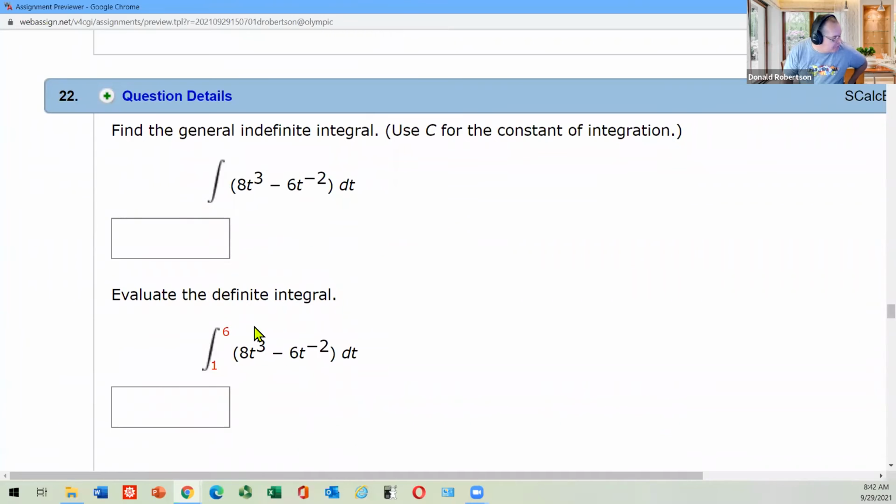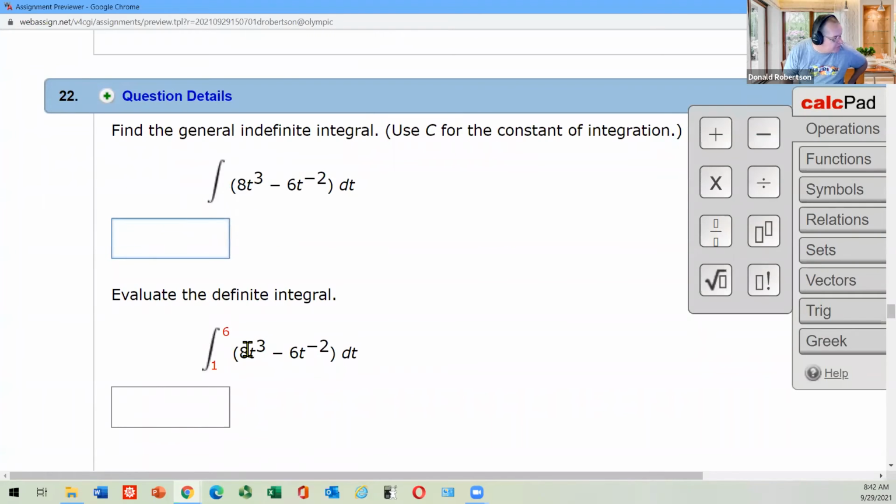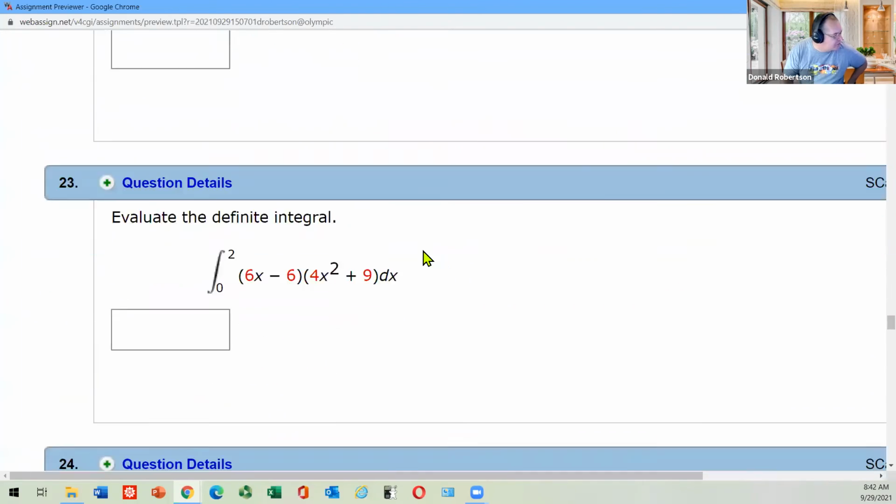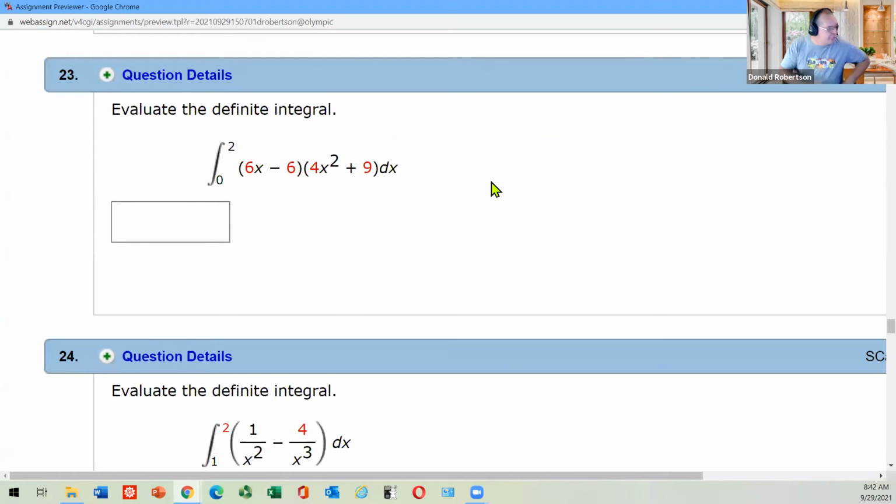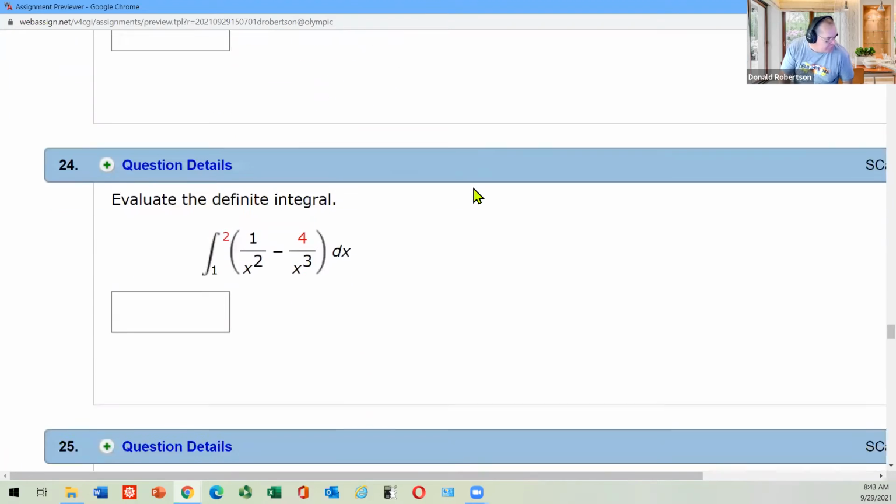Do the guy with the plus C. That's the indefinite integral. Then do it with numbers. That's the definite integral. Okay, what would you do in question 23? Don't need the answer, but just what would you do in 23? Foiling. Yeah. And then can you imagine after you foiled it, just be lots of power rules? It'd be ugly, big, messy, whatever, but it's doable.